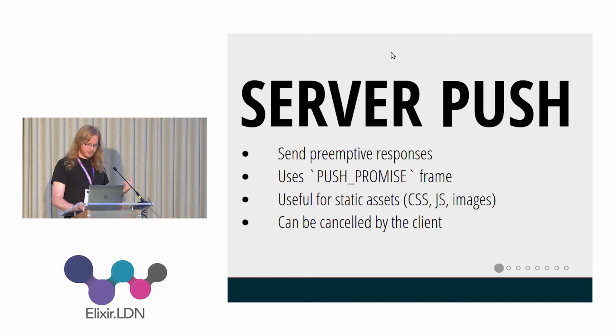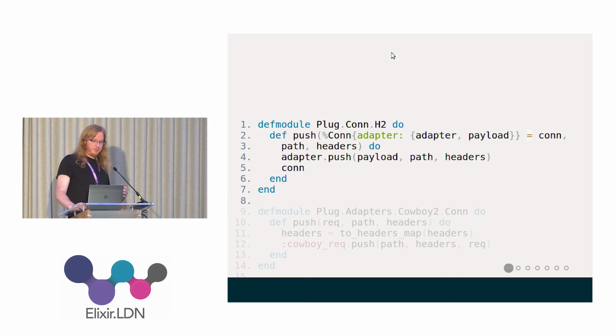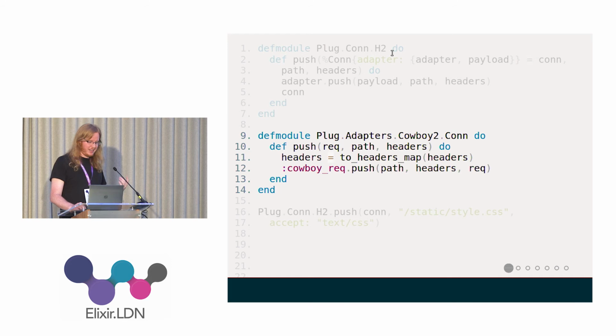So if we were to implement this for Plug, Plug doesn't have HTTP/2 semantics, so we can use a different module called Plug.Conn.H2. We can implement a push function. This is very similar to all the other functions in the callback or in the behavior. And this one calls adapter.push, and then in our adapter, we have a push function that takes the request, the path, and the headers, and then converts the headers to a map because Cowboy requires the headers to be in a map, and then we can call the Cowboy request push function.